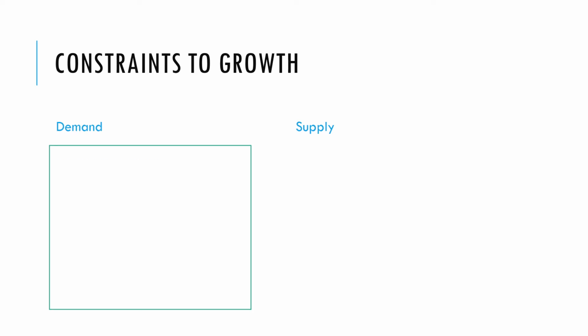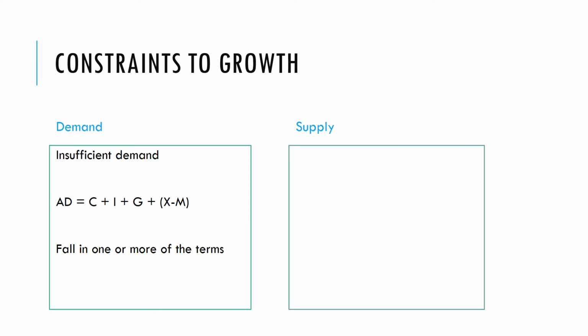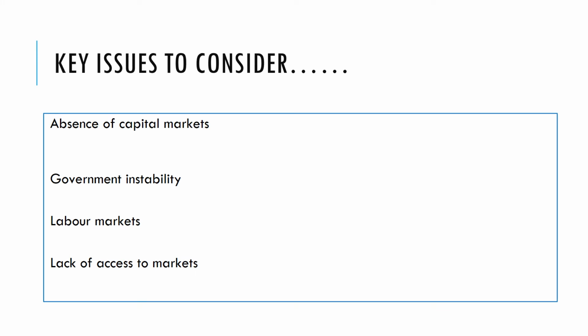So for example, constraints to demand or insufficient demand might be to do with the components of demand and therefore a fall in one or more of these terms. In terms of supply, maybe the potential production level of the economy ceases to increase, AS stops shifting to the right, possibly shift to the left. So some key issues to consider here within an economy.